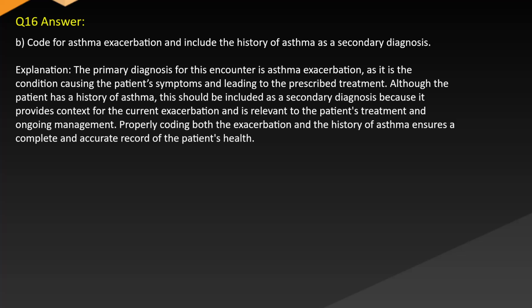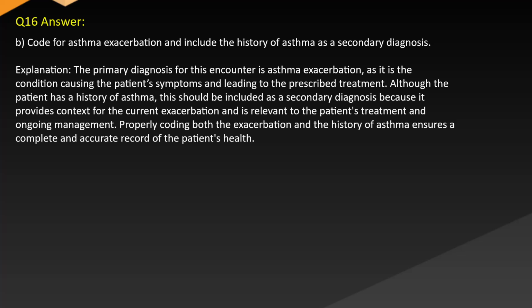Answer B. Code for asthma exacerbation and include the history of asthma as a secondary diagnosis. Explanation. The primary diagnosis for this encounter is asthma exacerbation, as it is the condition causing the patient's symptoms and leading to the prescribed treatment. Although the patient has a history of asthma, it should be included as a secondary diagnosis because it provides context for the current exacerbation and is relevant to the patient's treatment.